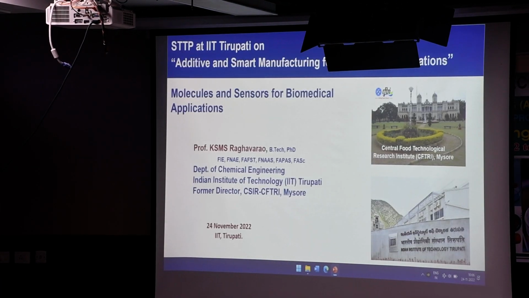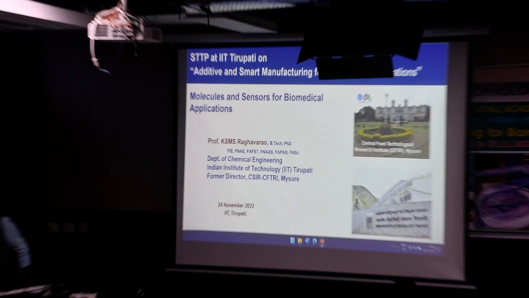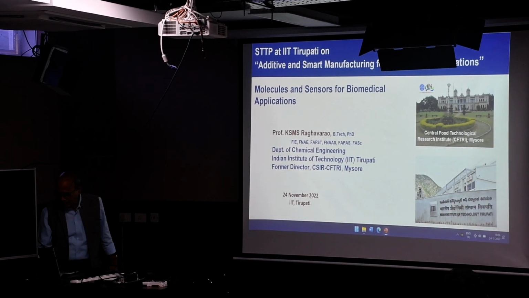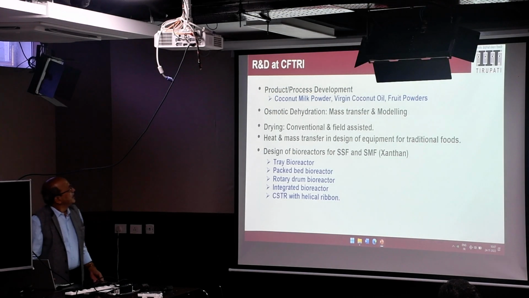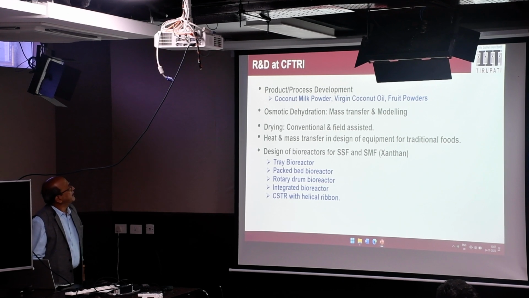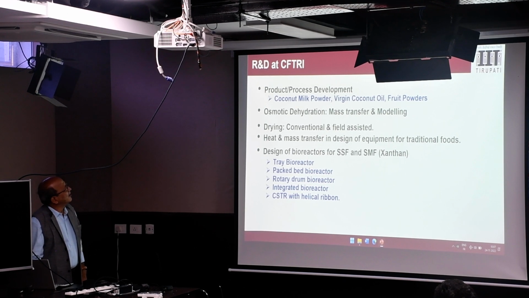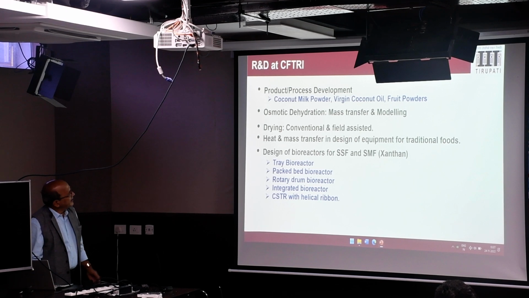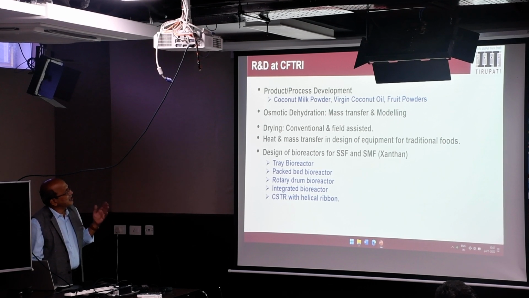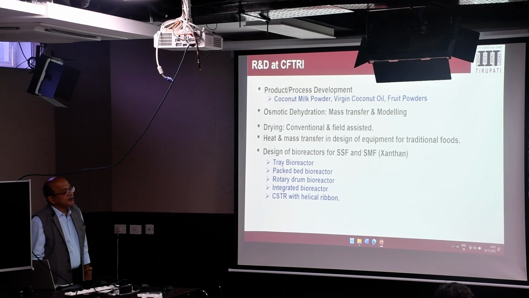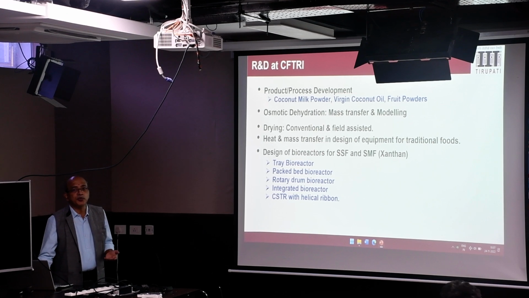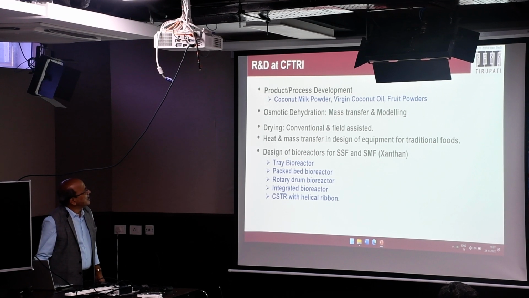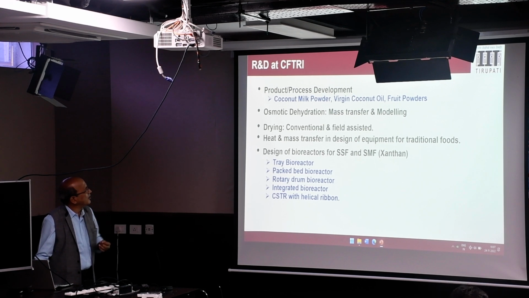So this is the place I have been working for long. Now this is recent, he said, but time flies. Already it is 2 years since I joined here. So this is the work I carried out at CFTRI: product development, process development, dehydration, especially mass transfer and modeling aspects. Food material drying is very difficult. That's why we use field assisted drying to increase the mass transfer. So heat transfer, mass transfer for the analysis of equipment for traditional foods. That's where we had a commonality with it.